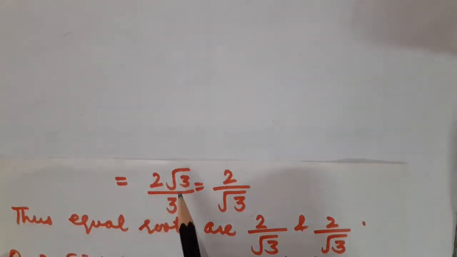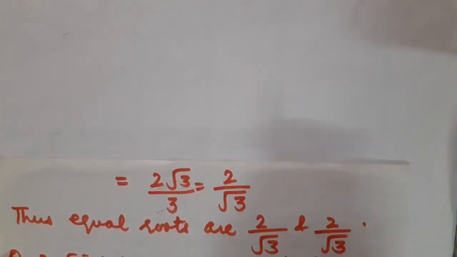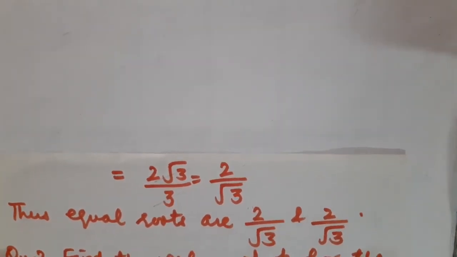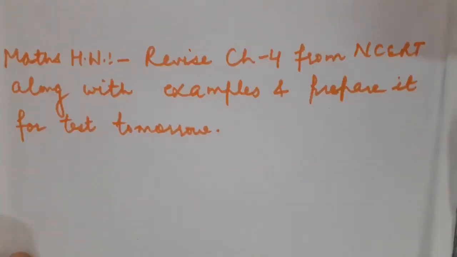After simplifying, children, see, this root 3 and 3 are going to be cancelled. I have got 2 upon root 3. But you know, as the discriminant is equal to 0, definitely real roots will exist and they both will be equal also. So what will be the two roots? That is 2 upon root 3 and 2 upon root 3. Clear, children? So children, this was all about the summary lecture of chapter number 4.